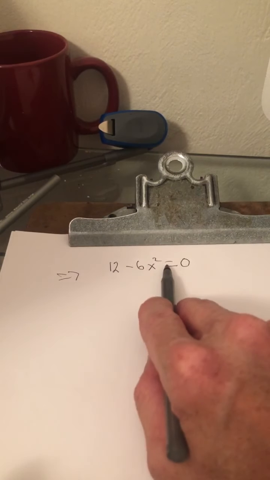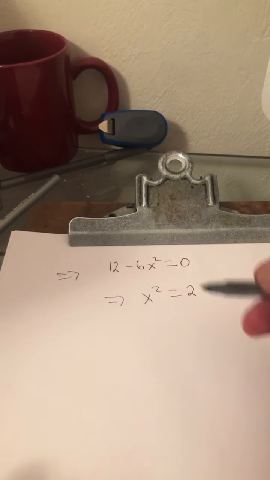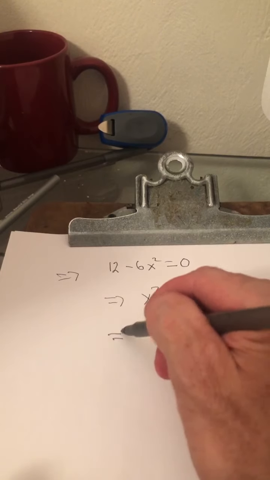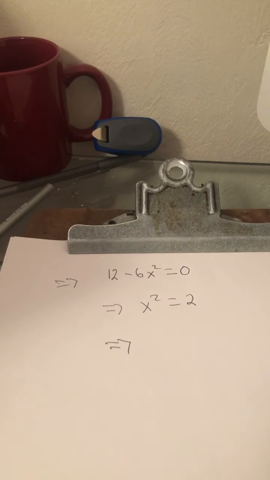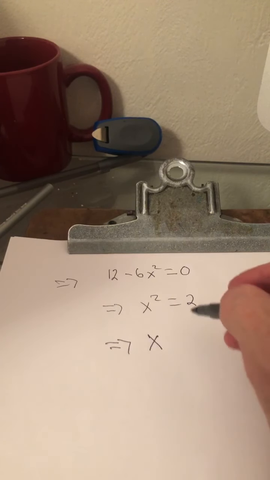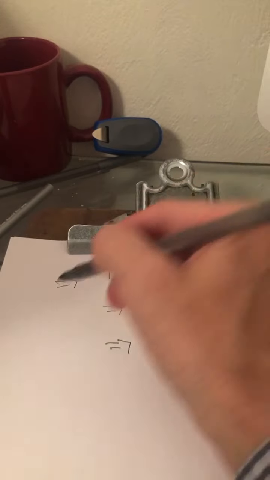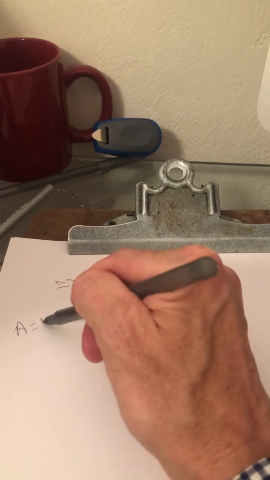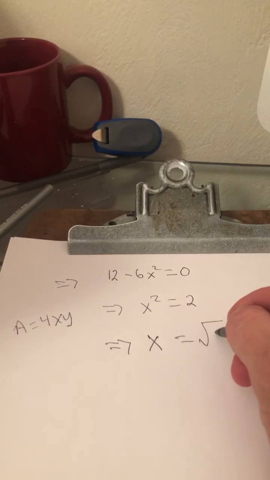This is where we are right now. This implies that x squared is equal to 2, so using the square root property, x is equal to plus or minus the square root of 2. But again, in our formula for area, recall area is equal to 4xy. So we want the area to be positive. Okay, so x is equal to the square root of 2.